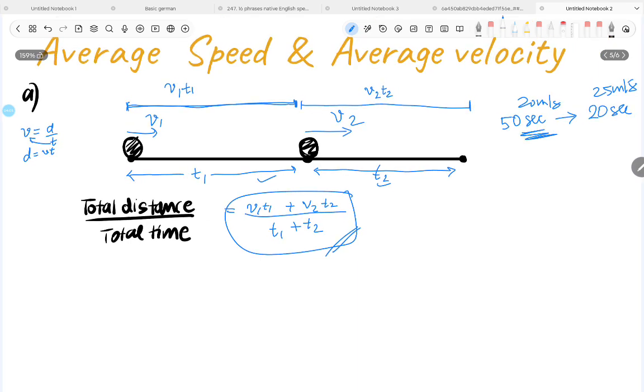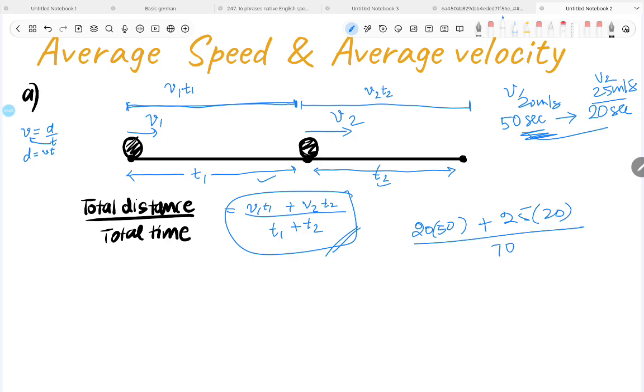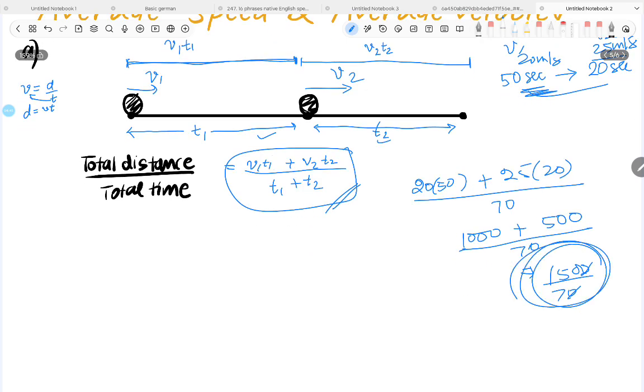So if this was my question, I'm just going to put in the values. This is my v1 and this is my v2. So v1 is 20 and t1 is 50, then added 25 into 20, and then 50 plus 20 is 70. So it will be 1000 plus 500, 1500 divided by 70, and then you can just simplify it. This is going to be your answer.